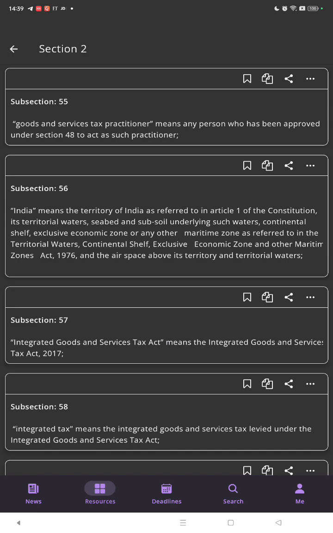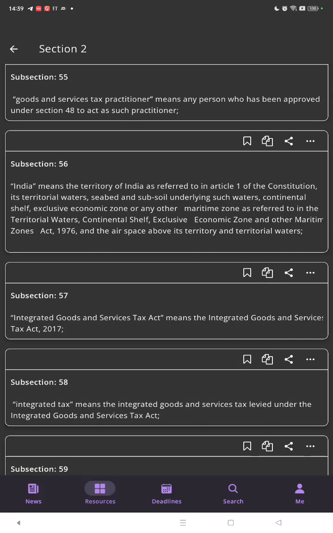waters, seabed and subsoil underlying such waters, continental shelf, exclusive economic zone, or any other maritime zone as referred to in the Territorial Waters, Continental Shelf, Exclusive Economic Zone and other Maritime Zones Act 1976, and the air space above its territory and territorial waters.